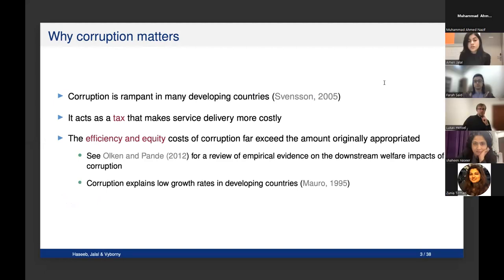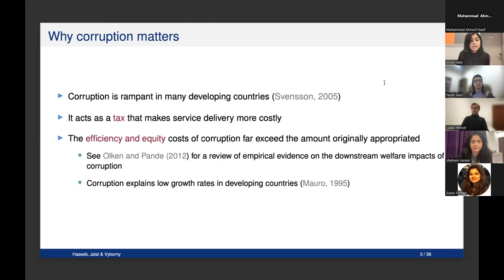There's a wealth of literature using empirical evidence to show that the downstream welfare effects of corruption are large and they're persistent. For example, if public officials steal from road construction projects or schooling, those types of effects far exceed the amount that was originally appropriated and persist for a while. So corruption is quite important in that context. And separately, there's a literature in macro development that has shown that corruption substantially explains some of the low growth rates that we observe in developing countries.